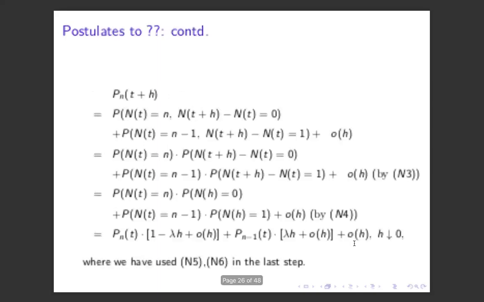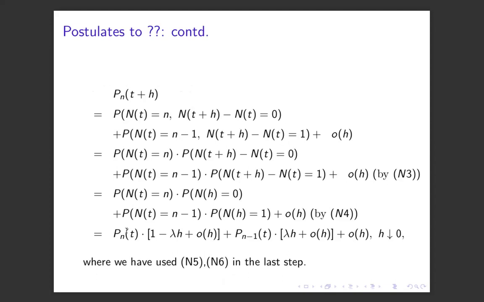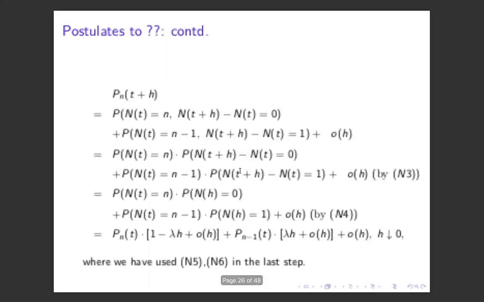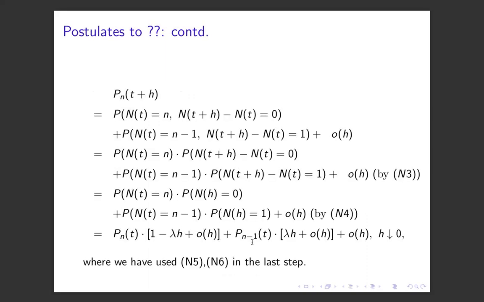So again, you can verify that. So this is here P_n(t) into 1. So that is to be P_n(t). So that alone you take to the left side. If you do that, all the other terms involve h, or small order h. So divide both sides by h. After bringing this guy from the right side and dividing by h, you will see that this h gets cancelled and this h gets cancelled.